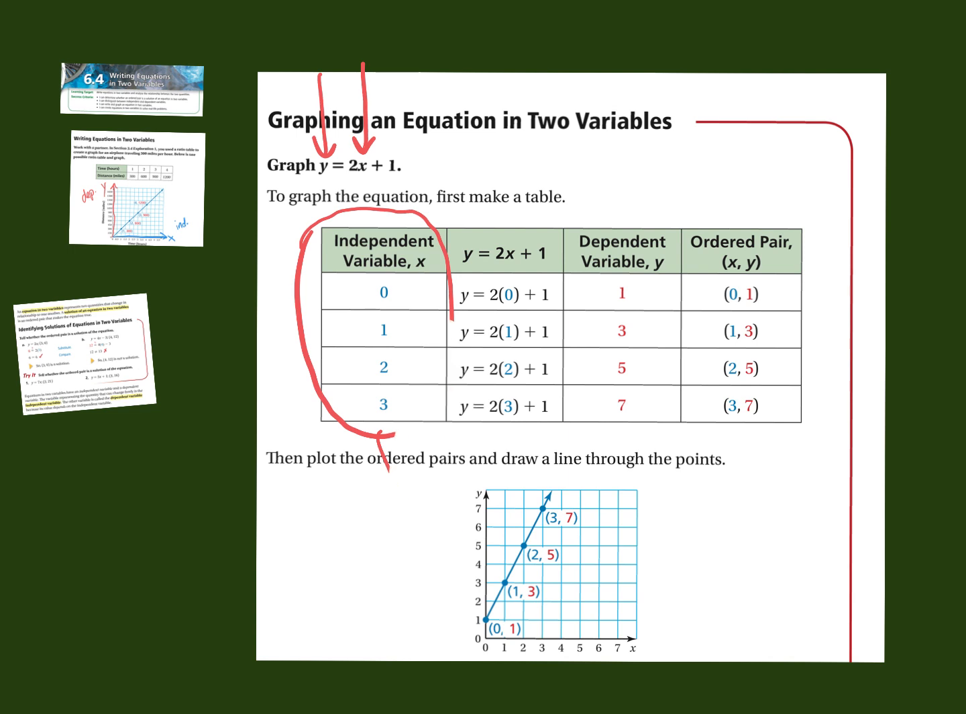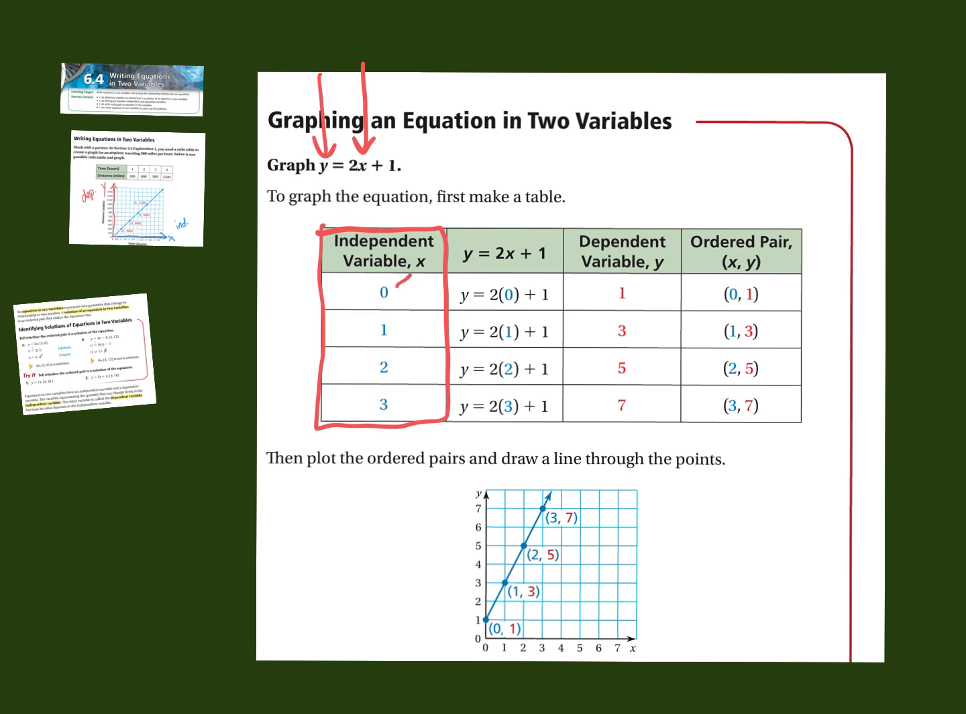But in all honesty, whatever numbers you choose to input in for x, the shape of the line will be the same because a line goes on forever. So the quantities actually don't matter. But to keep it simple, I would encourage you just use small values like 0, 1, 2, 3. And so we plug 0, 1, 2, and 3 into the equation, and then we solve for y.